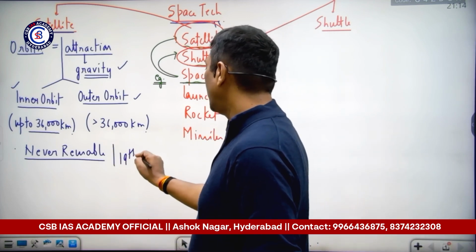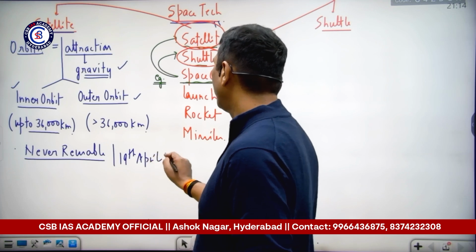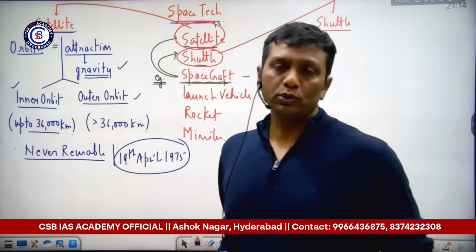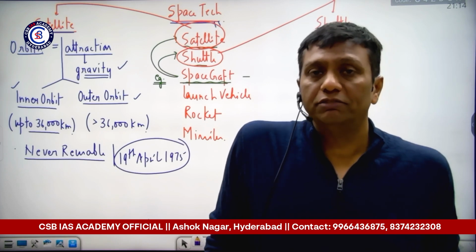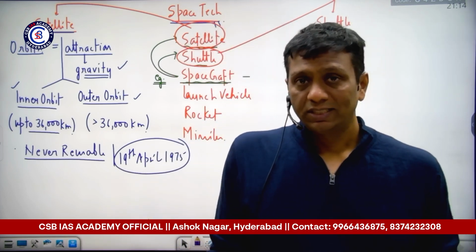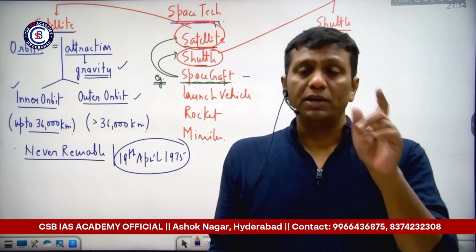19th April 1975, RAVI was launched. It was the first satellite of India, guys. It was launched with the help of Russian launch vehicles, but RAVI, after completion of its lifespan, never came back.